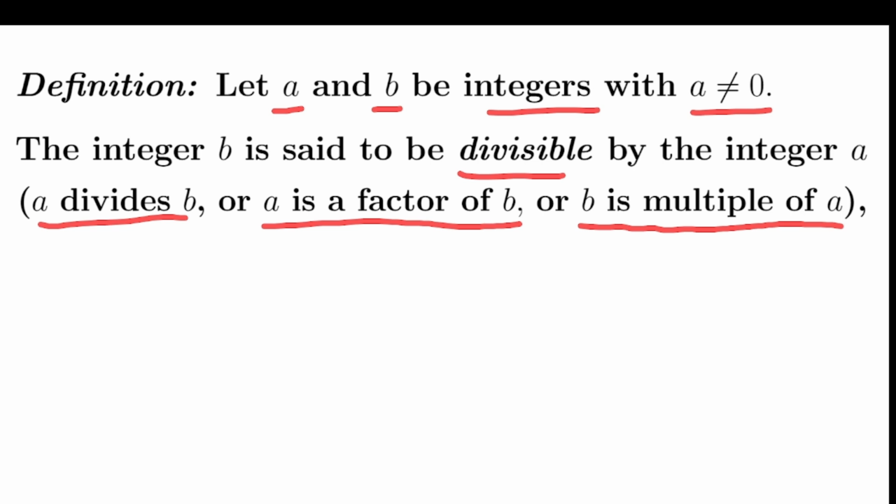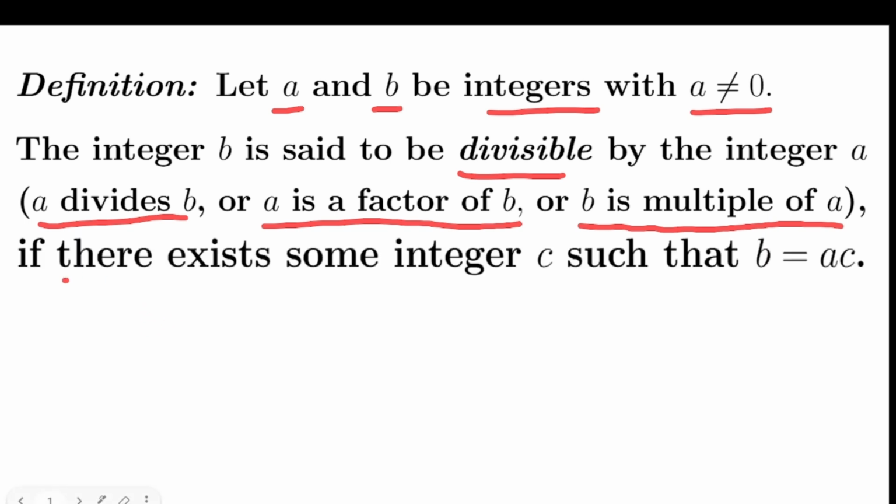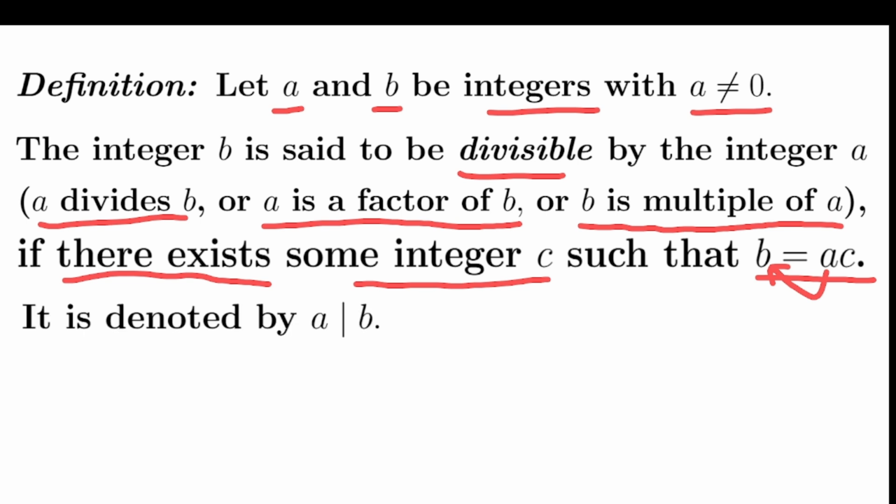See, b is said to be divisible by a if there exists some integer c such that b is equal to a into c. Then we say that a divides b. Means if we are able to find an integer c for which b is equal to the product of a and c, then we say that a divides b. And if a divides b, we denote it by this symbol, a vertical line segment b.